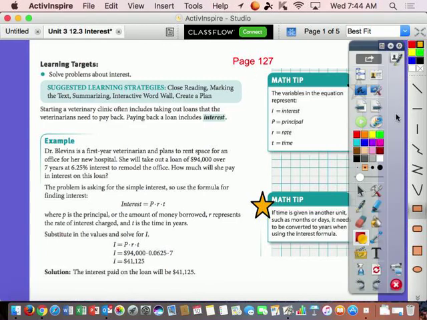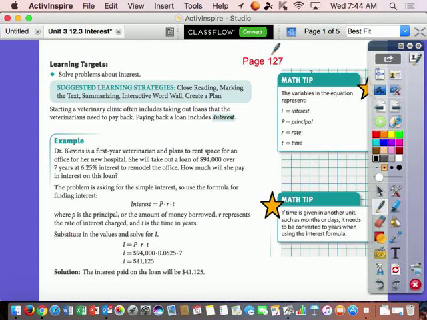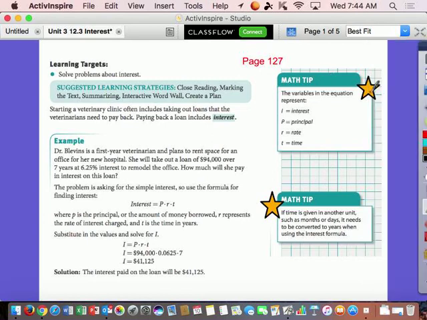I know you have your book. A couple of really important things here. This math tip, put a star by that. You're going to need this for the equation where I equals interest, P equals principal, R equals rate, and T is time. I equals PRT. This is very important. That's basically the formula you're going to use for every problem in this section.